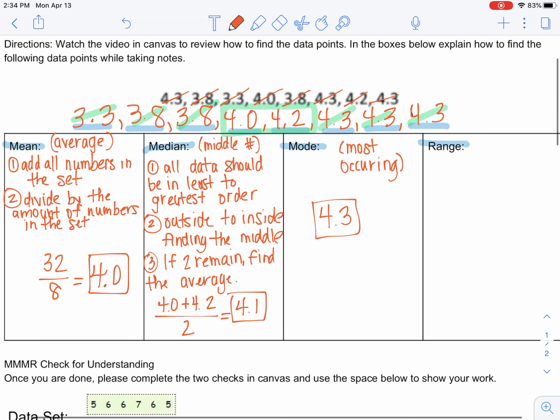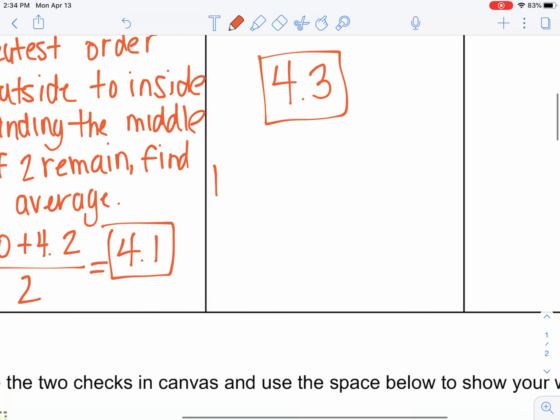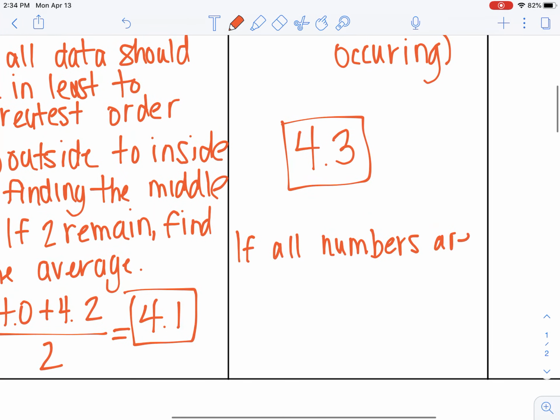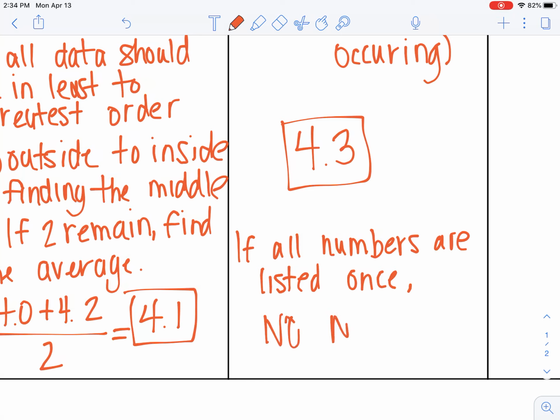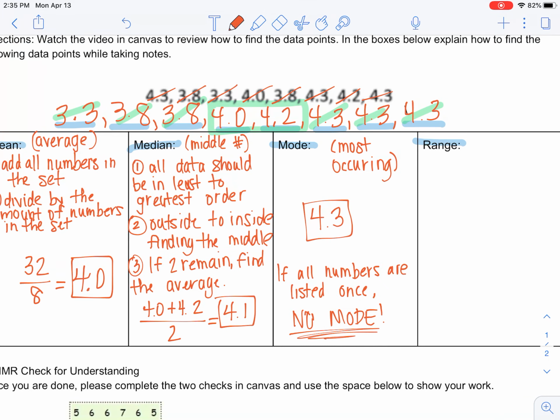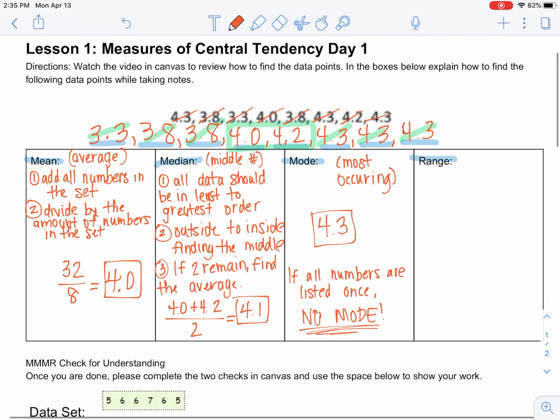There can also be something we call no mode. So if all numbers are listed, I'm going to write this down. All numbers are listed once, there is no mode. Okay, we don't put a 0 because we're not talking about the numerical value of 0. We're just saying no numbers appear more than any others. They all appear one time.